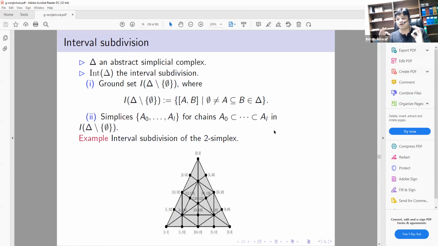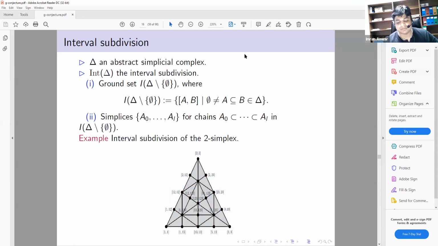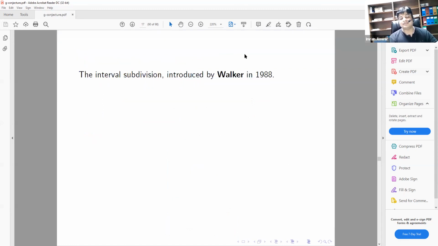Just to show you how difficult it appears: a two-simplex is just a triangle. When I triangulate, in other words when I do the subdivision using the above definition, this is what I get. This is a demo for you. That is why I said that subdivisions sometimes appear very, very scary. The interval subdivision of a simple triangle is this one, and with this labeling I tried to show you how it happened. This interval subdivision was introduced by Walker in 1988.